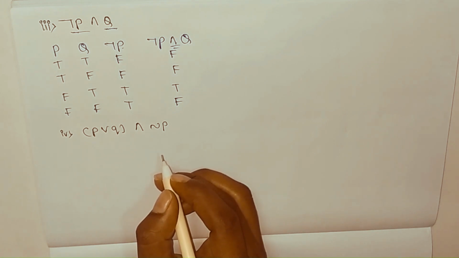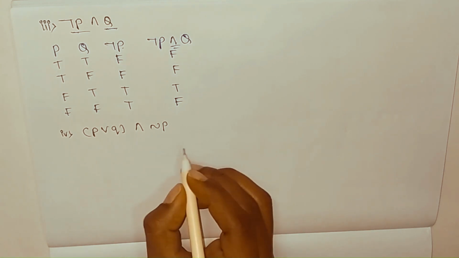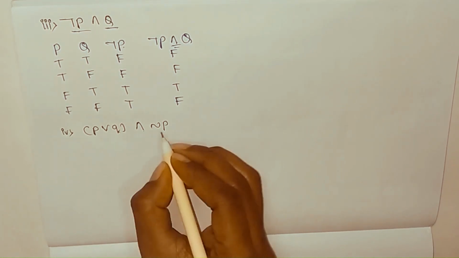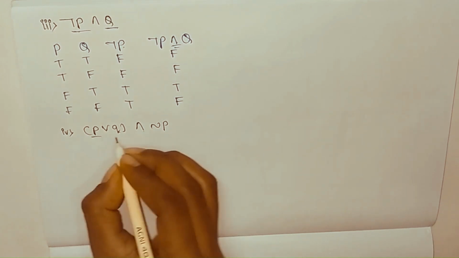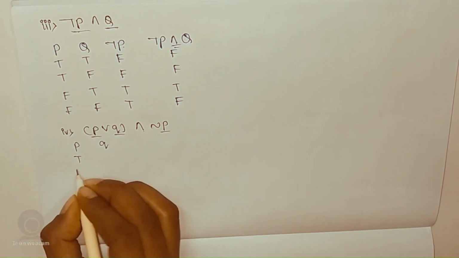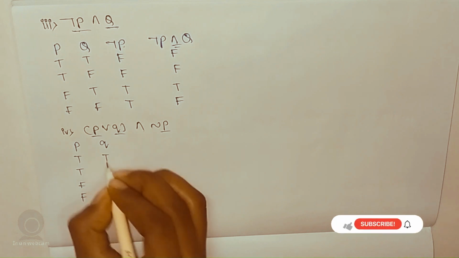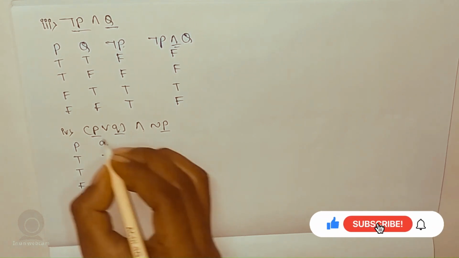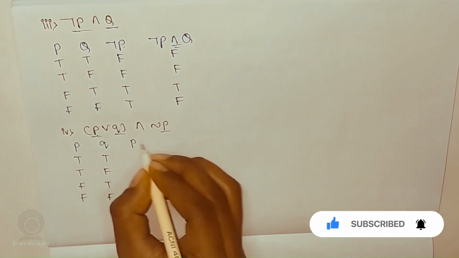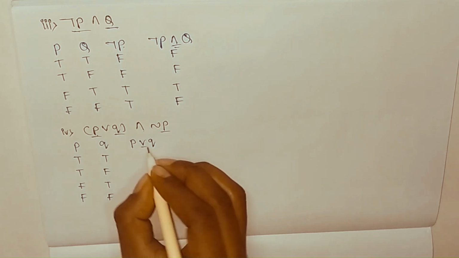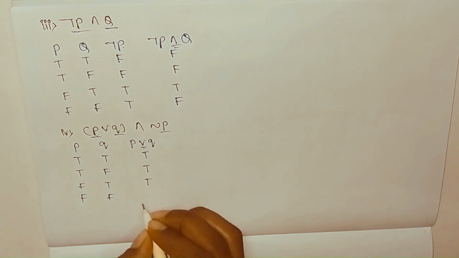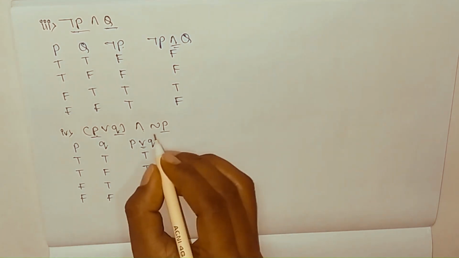Now, let us see some more examples about construction of truth tables. Here, P or Q and negation P. So here we have two statements. So the number of possible truth values are 4. True, true, false, false, true, false, true, false. Here we are applying OR operation to P and Q. So P or Q is, OR operation is nothing but if anyone is true, then it returns true. If both are false, it returns false.